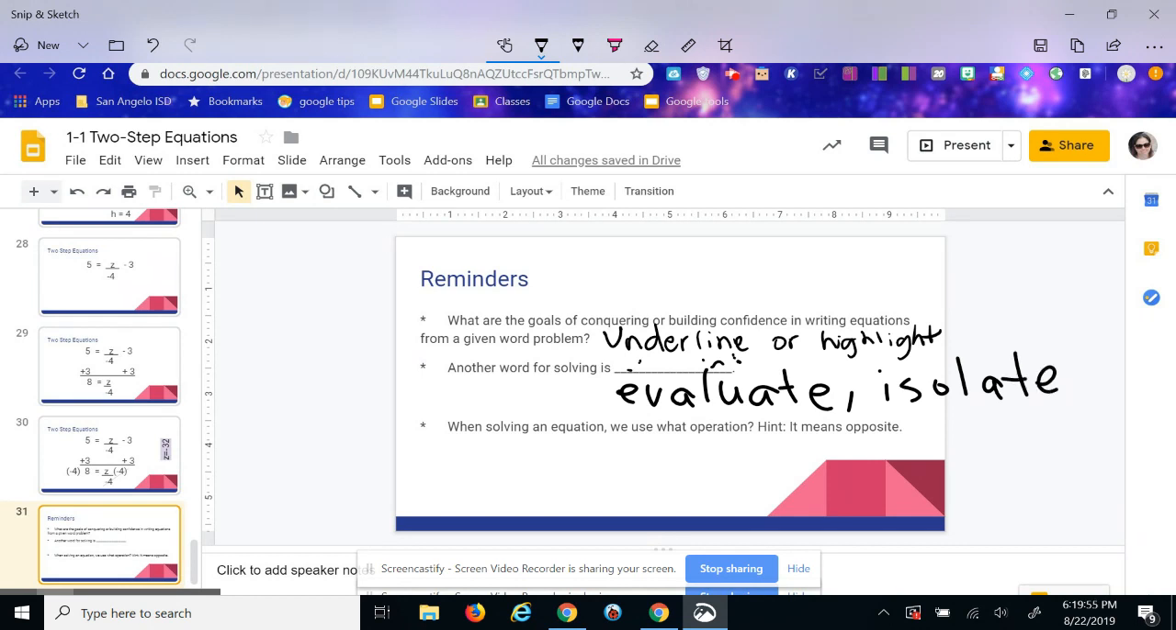Okay, so when we solve an equation, we use what kind of operation? I always say opposite or inverse. Inverse can mean opposite, it can mean undo, it can mean reverse. All of those things are just undoing what we did before, right?